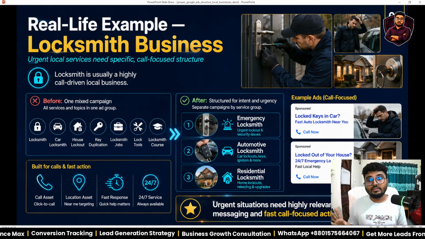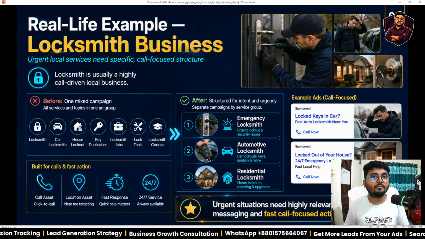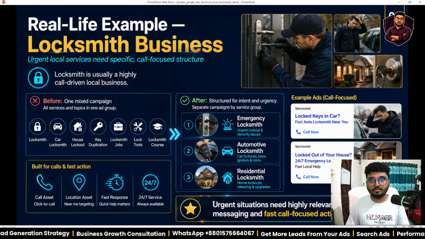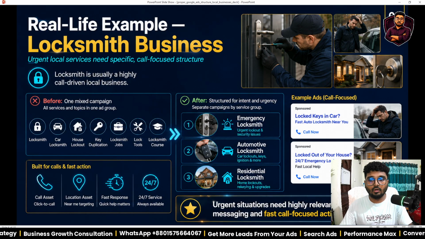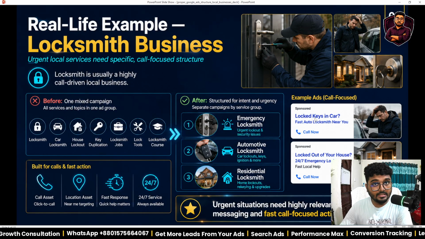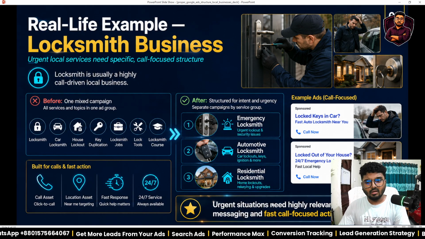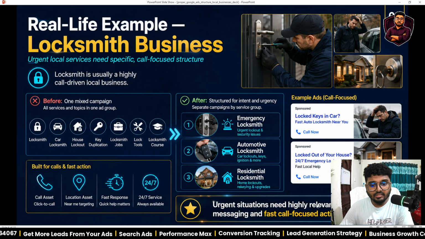But we need to focus on a separate ad group with a separate landing page to get the best result. Trust me, it works. I can guarantee you it works. Okay, so example ads, call focused: locked key in car. Call now. Locked out of your house? 24/7 emergency locksmith, fast local help. Call now. So an urgent situation needs highly relevant messaging and a fast call-focused action.